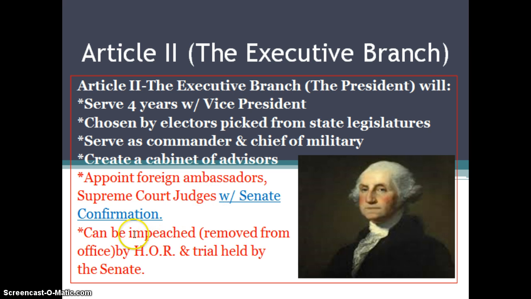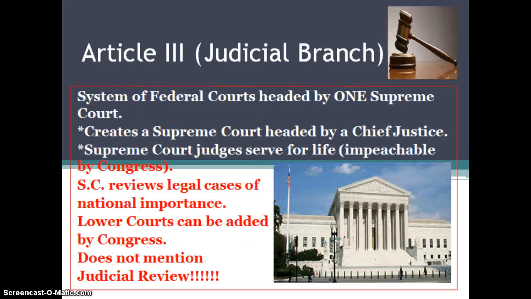And another checks and balance here, the president can be impeached or removed from office by the House of Representatives if a trial held in the Senate feels like the president has violated a major law. So again, Article 2 describes our second most important branch, the executive branch. Article 3 describes the third and final branch of our government, the judicial branch.